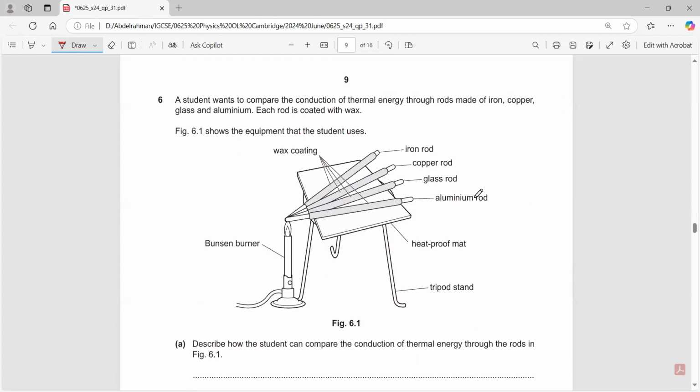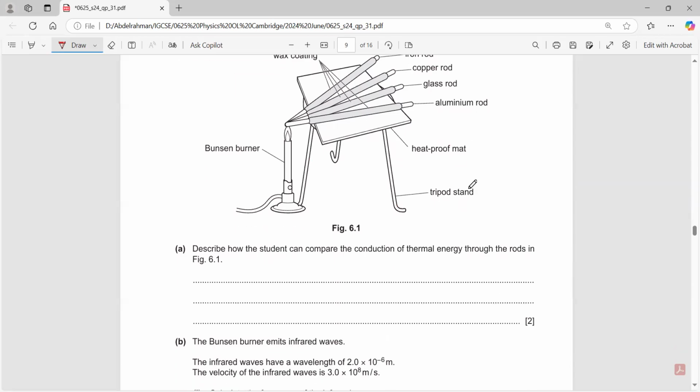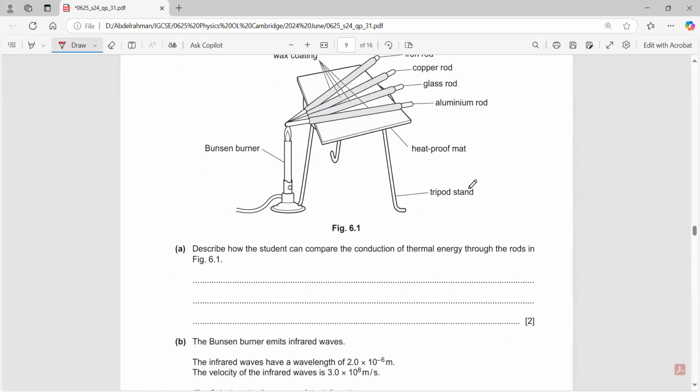A student wants to compare the conduction of thermal energy. We have four rods: iron, copper, glass, and aluminum. Describe how the student can compare the conduction of thermal energy through the rods in figure 6.1. How can I know which rod is the best conductor? Basically, by attaching a small pin with some wax to the end of each of these rods.